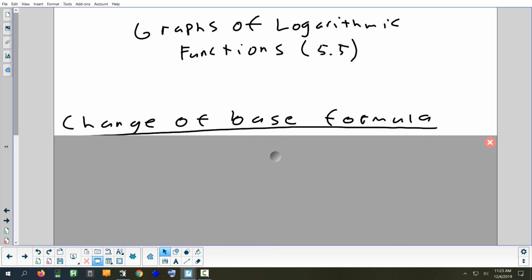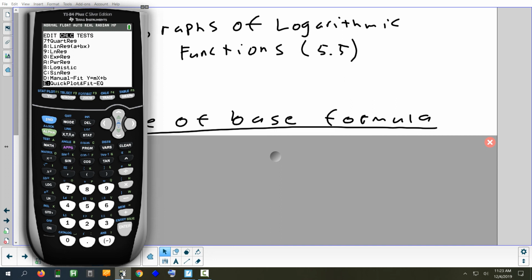So if you remember back from a couple weeks ago, there's only two types of logs that the calculator can give us. Does anyone remember ln? What was the base on that log? 10. That's the base on this one. That's base 10. While we're talking about base 10, I'll come back to the other one in a second.